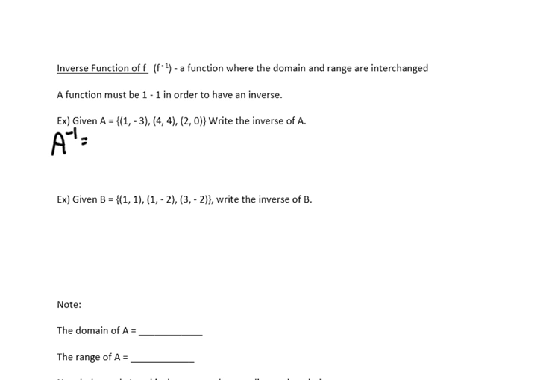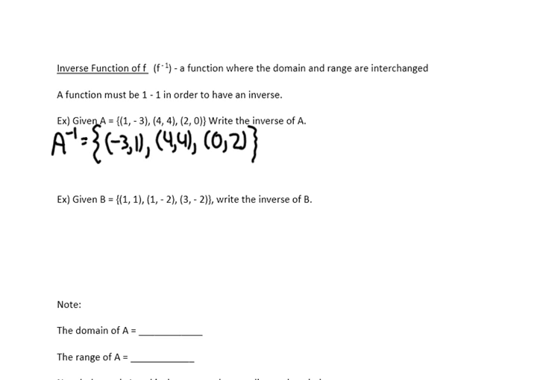A inverse, I'm going to interchange the domain and the range. So if it's 1, -3, then that should be -3, 1. Well, 4, 4, that's nice. The domain and the range value are the same, so the inverse is going to also be 4, 4. And then the last one's going to be 0, 2. Okay. And again, we can notice very quickly that the original A is a function, and it is, more importantly, a one-to-one function. Here, notice its inverse is also a one-to-one function.